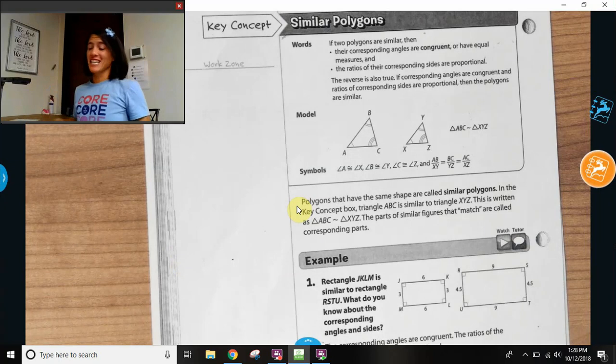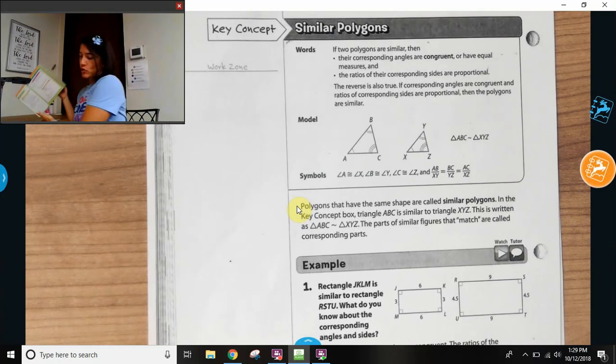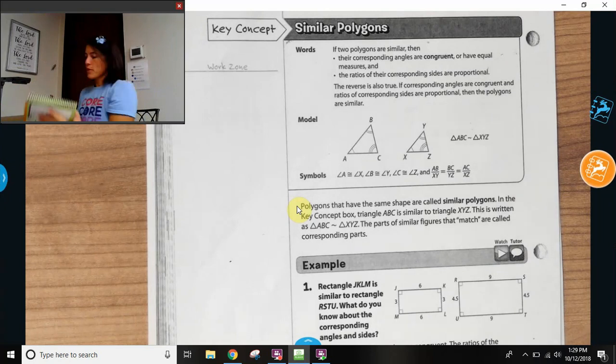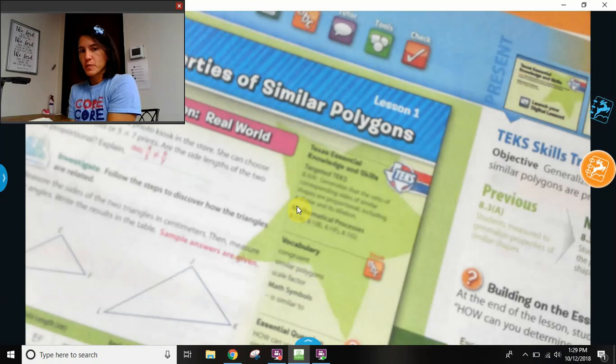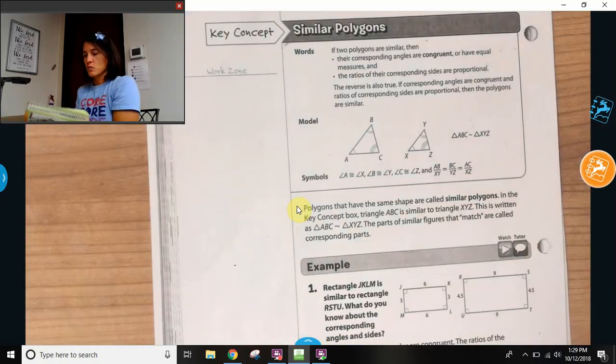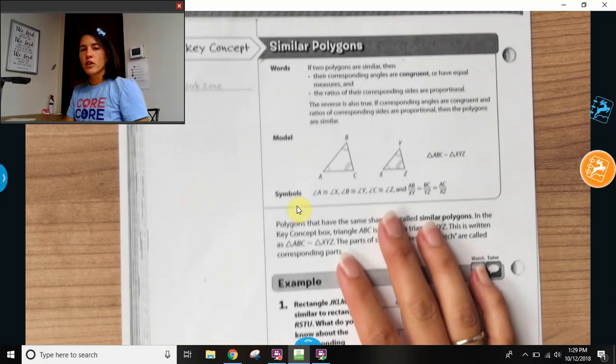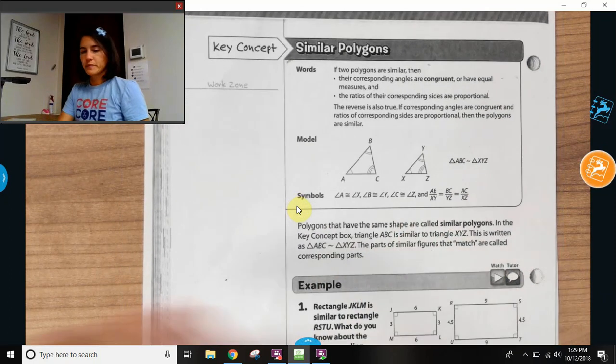All right, so today's lesson is similar polygons, and I told you to take out some pages from your book. I'm starting on page 114, but your first page is going to look like this: Properties of Similar Polygons, Lesson 1, which is page 113. We'll turn it over to the back. There.